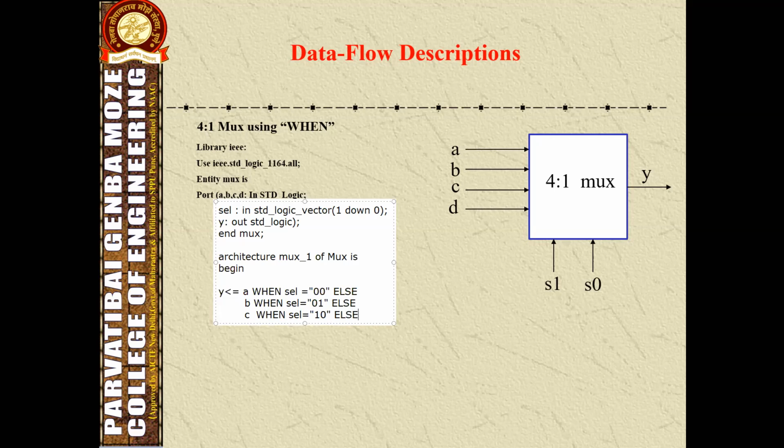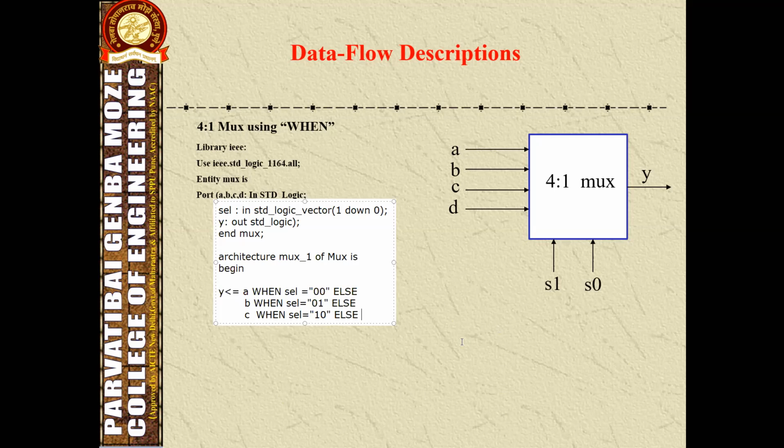If this condition is not satisfied: if 0, 0, A should be passed. If 0, 1, B should be passed. If those conditions are not satisfied, then 1, 0 is there, so C should be passed. When the select bits do not satisfy these conditions, the select bit is 1, 1, as there are only 4 combinations.